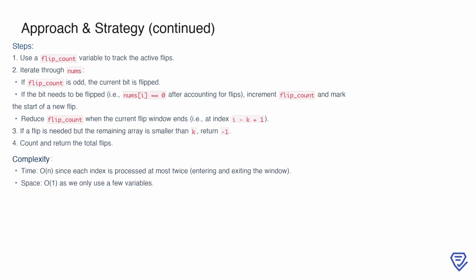This method significantly improves efficiency, reducing the time complexity to O(n), since each index is processed at most twice, once when it enters the sliding window and once when it exits. The space complexity remains O(1), as only a few variables are used to track the state.